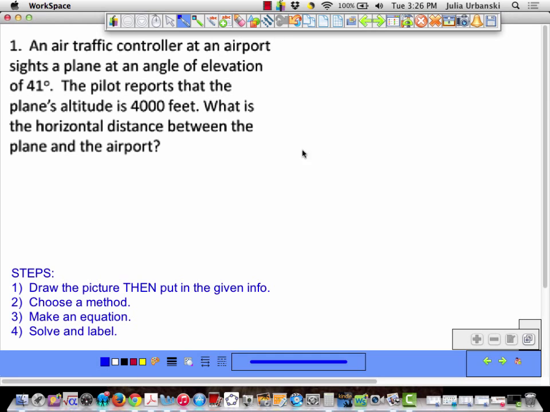He's on the ground. Here's your ground. And here's your airport. And there's a guy in the airport. He's an air traffic controller. He sights a plane. The airplane is in the sky. Draw yourself an airplane, but whatever you do, don't laugh at mine. That's my airplane there.